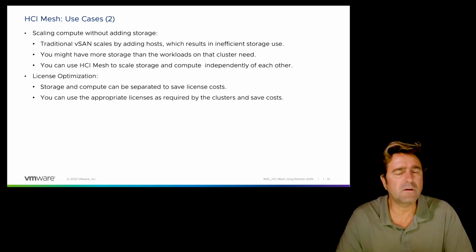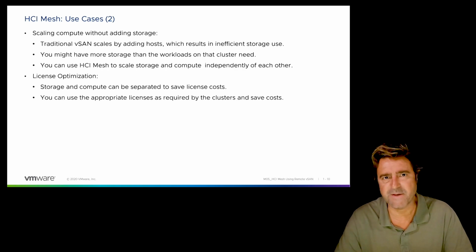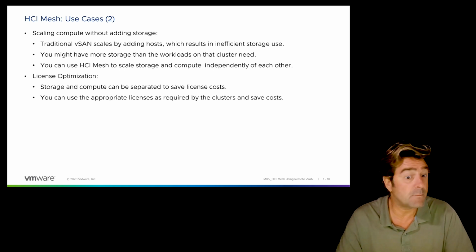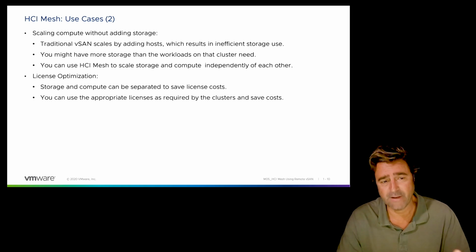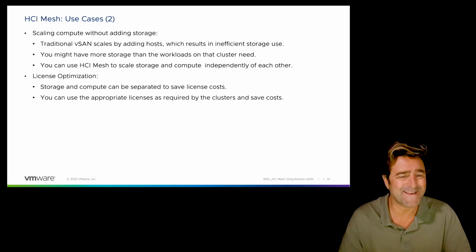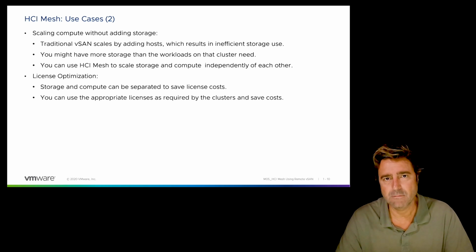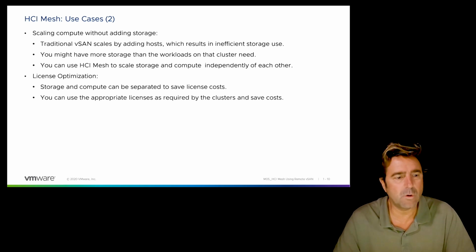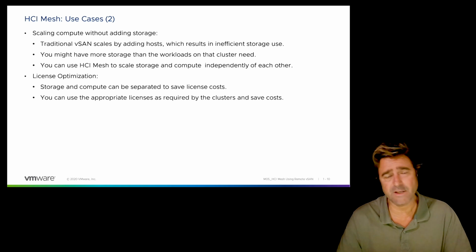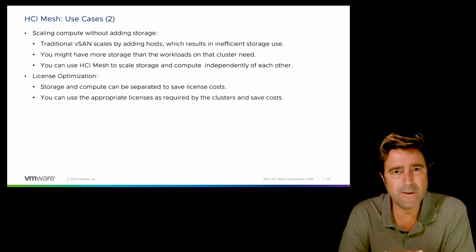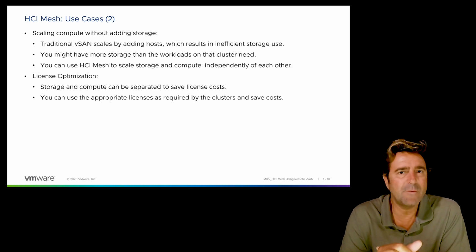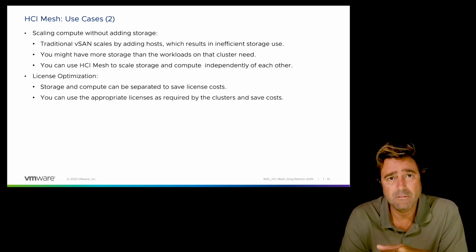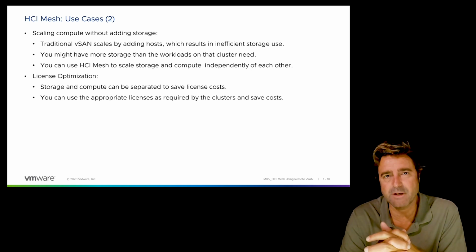And here, they continue talking about the reasons to use HCI mesh. So notice, scaling compute without adding storage. It says traditional vSAN scales by adding hosts. Remember, that is scaling out. And again, that may not be what you want. Notice it says you may end up with too much storage because of that. In the past, you'd be wasting that storage. So think about it: maybe you just need more CPU and memory, but you don't necessarily need more space. So think of all the possibilities out there.